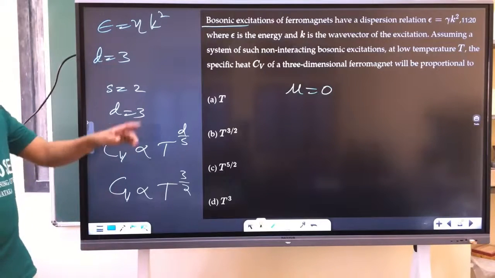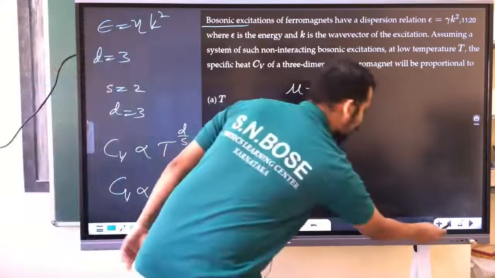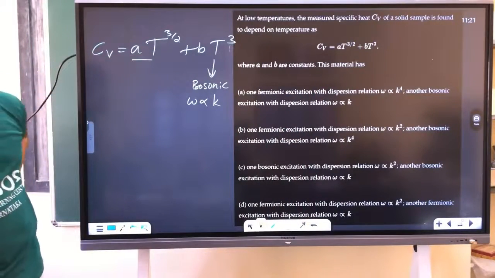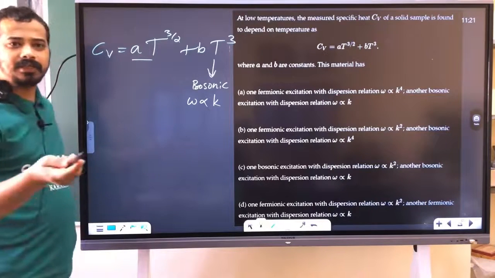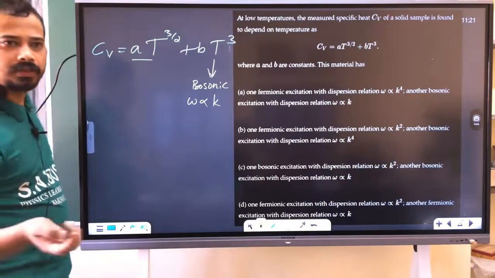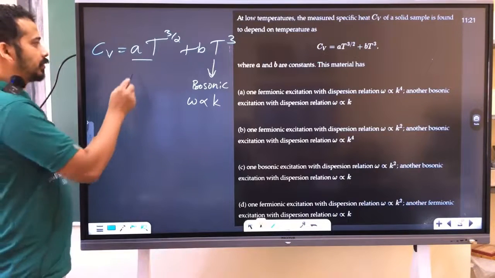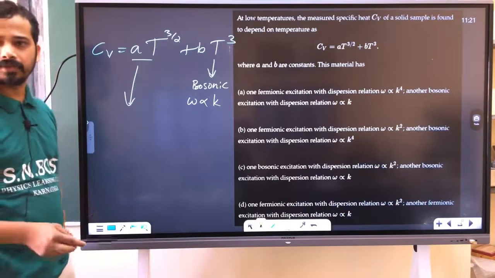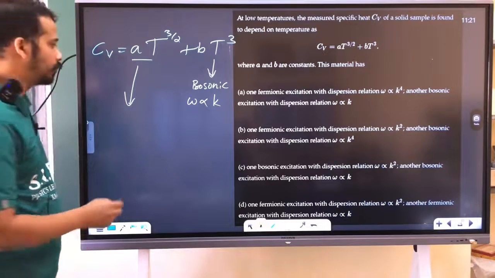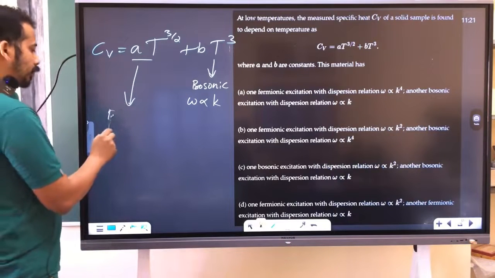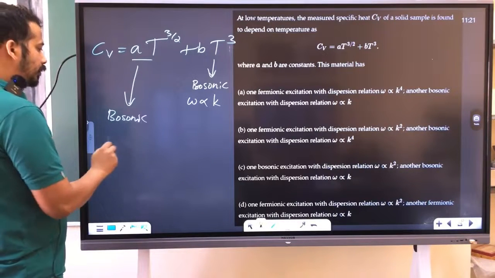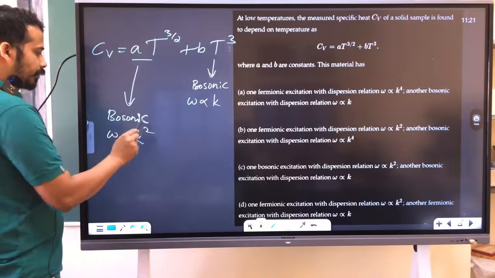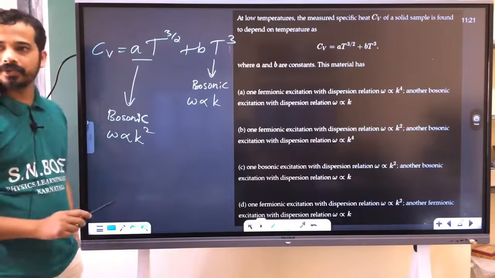Now this question is needed to answer this one: T power 3 by 2. From that experience, I think I gave that one in the homework. Check that out. It is there in the homework as well as in the class. I told you about fermionic and bosonic excitations in the ferromagnet. So now this is also bosonic, but omega is proportional to k square, or energy proportional to k square.